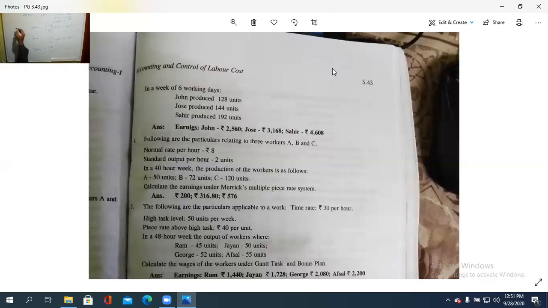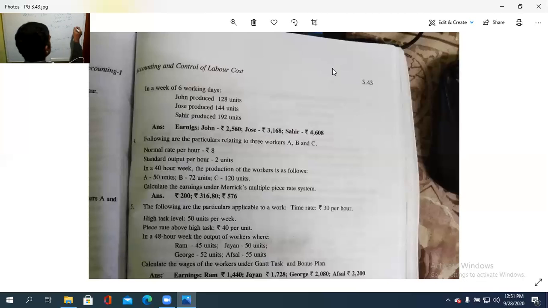Up to 83%, normal piece rate. See, 80% only, up to 83, so normal piece rate. Second is 90%. What is the piece rate given? 83 to 100, that is 110% of the piece rate. Then the third is at or above the 100% level, that is 120%. So we calculate in that way.